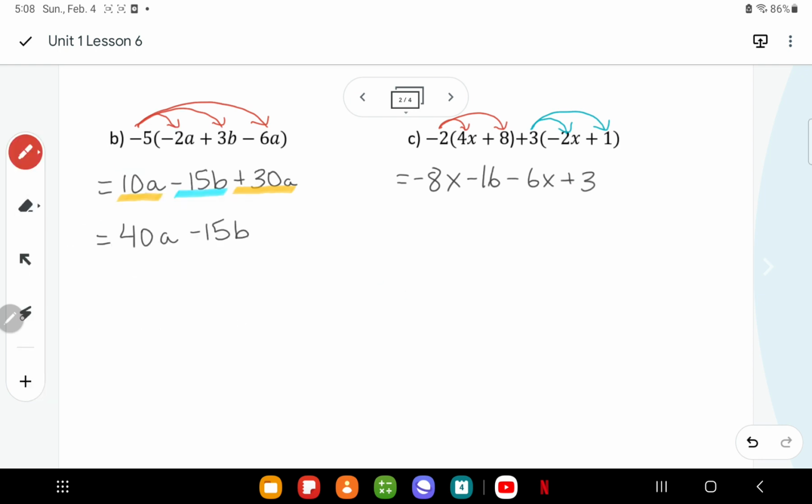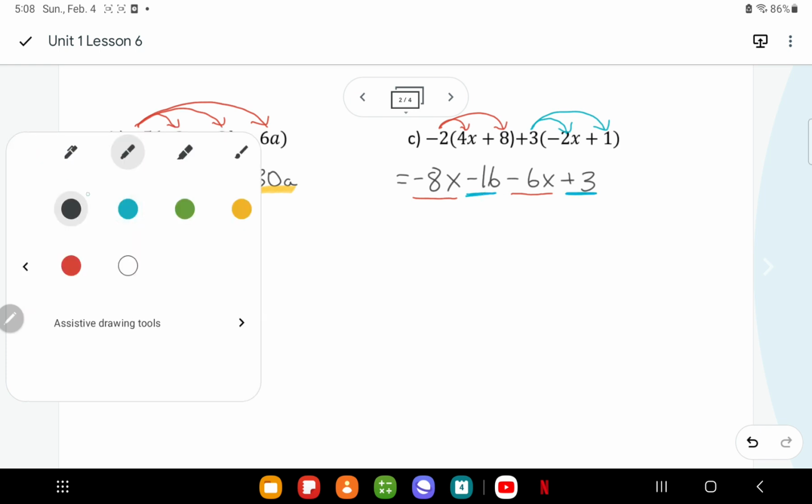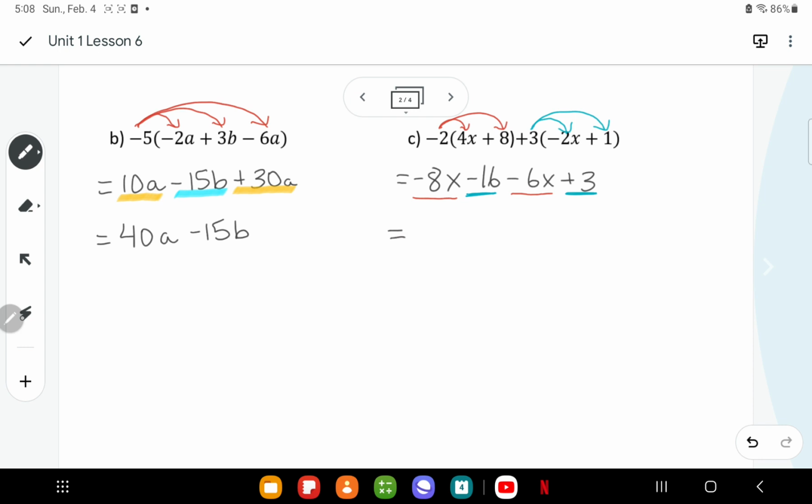Now again, we're going to look for our like terms. I've got negative 8x minus 6x and negative 16 plus 3. So those are my like terms. Going to combine those together with the x's: negative 8 take away 6 more is negative 14x, and negative 16 plus 3 is negative 13.